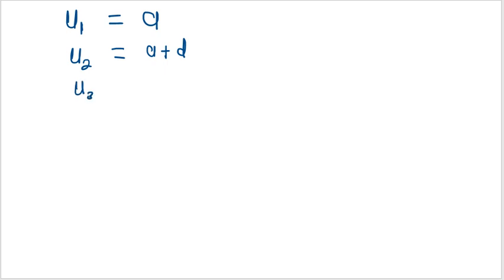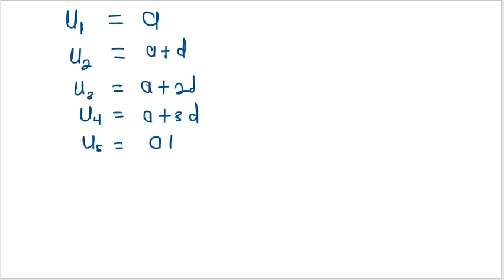If I want to get my U3, then I have to add A plus D, and to the same second term I add another D to get 2D. Then with my U4, I have to add another D to the U3, so I'm going to get A plus 3D. So I keep adding. U5 is going to be A plus 4D. So I keep adding till I get my last term, which is called UN.